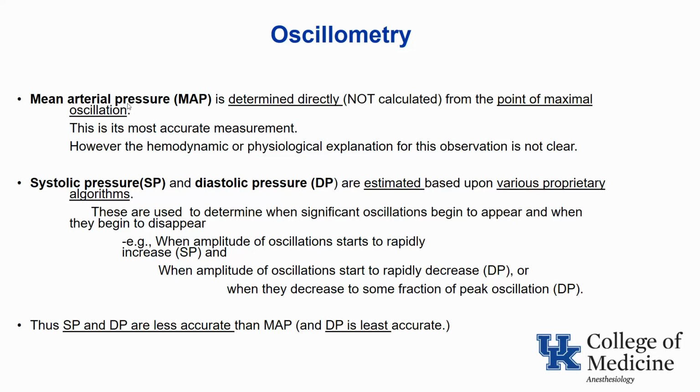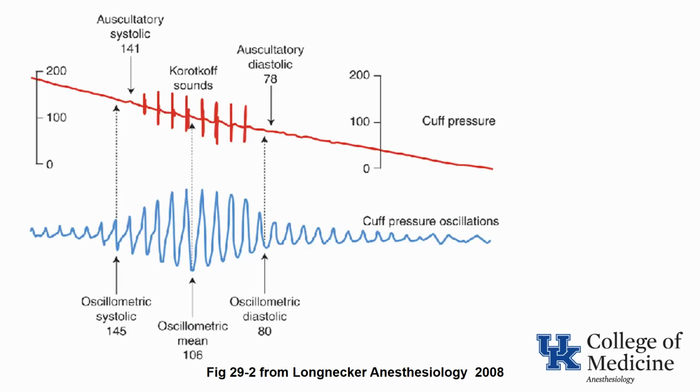It turns out that the mean arterial pressure can be estimated by the point of maximal oscillation. This is the most accurate measurement obtained by oscillometry. The systolic pressure and diastolic pressure are estimated based on various proprietary algorithms that determine when oscillations start to increase, which is defined as systolic pressure, and when they stop decreasing, which is defined as diastolic pressure. This is illustrated on this diagram.